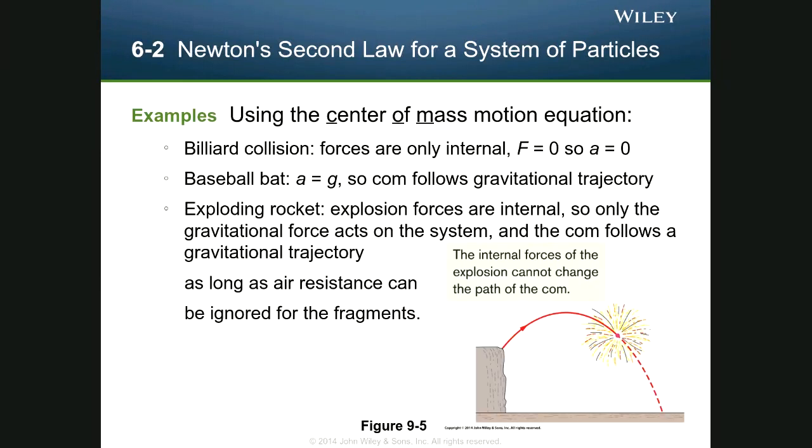All right, so we actually have the example of a firework. There's a few of them, but using the center of mass motion equation. All right, and remember, there's not necessarily a particle at the center of mass, but just using that equation in a billiard collision, right, forces are only internal. So the external force equals 0, and A equals 0. Now, there might be internal forces in that collision, but the external forces are 0, all right? So a baseball bat, right? A equals g, so the center of mass follows the gravitational trajectory.